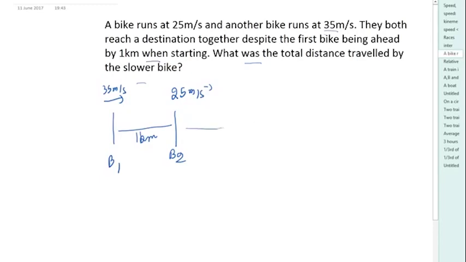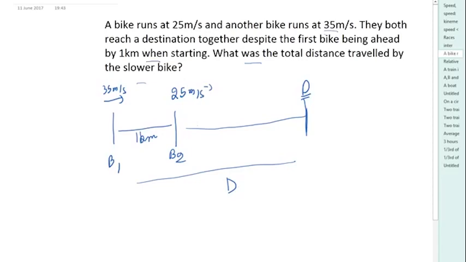And they are both going towards a certain destination D. What it says is that they reach this destination together and they start together as well. So what was the total distance D? This is what it wants to know.